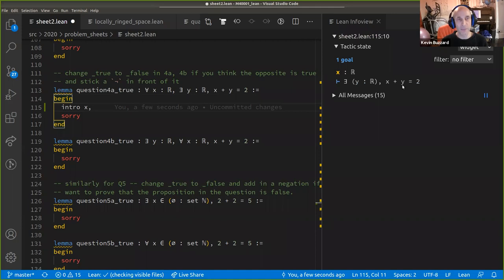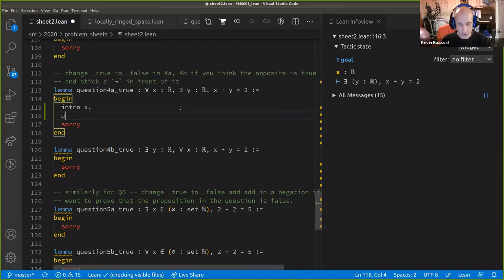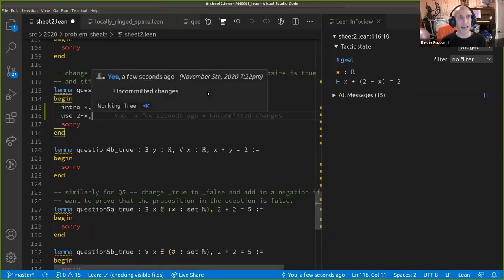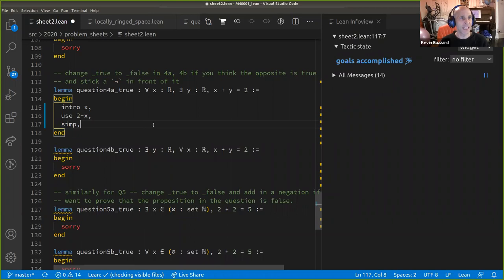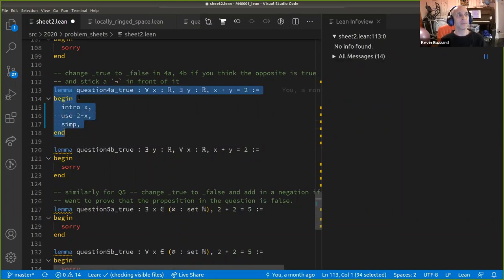And so which real number y is going to work? Well, obviously y is going to be 2 minus x. So we use 2 minus x. And now they've got to prove that x plus (2 minus x) is 2. And this is now obvious, right? Because we can just simplify this equation. We can simplify the left-hand side and it becomes equal to the right-hand side. So we run simp, and now we get this success message. Our goals are accomplished. And this is a proof of this theorem.